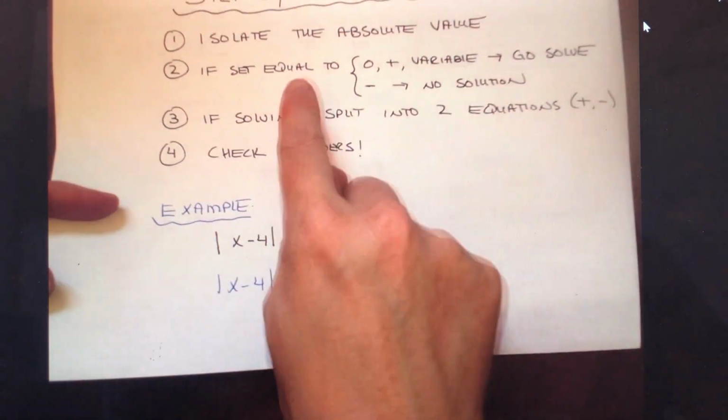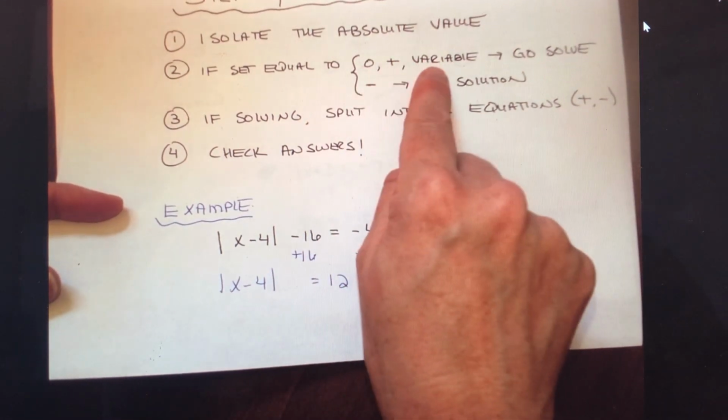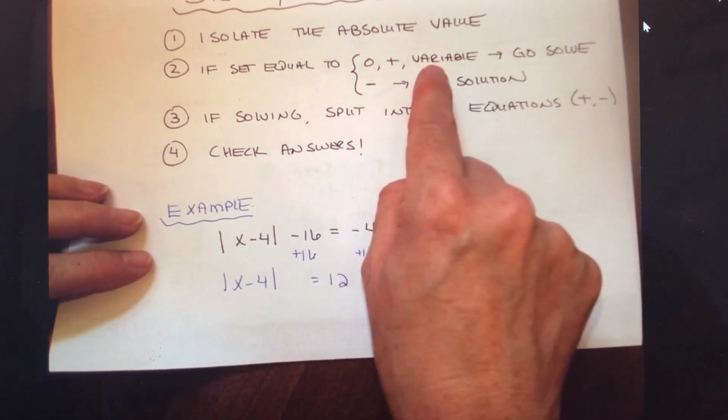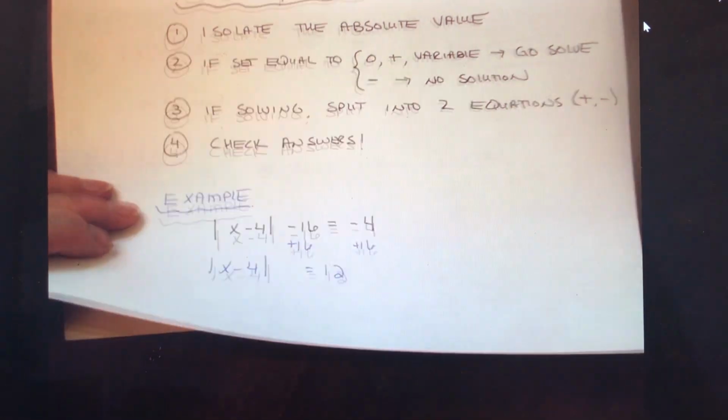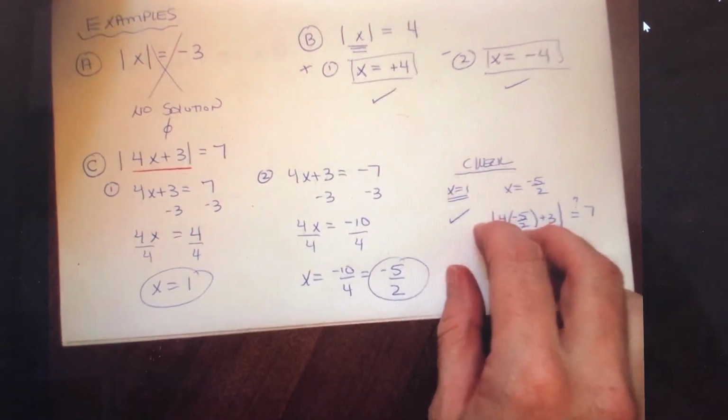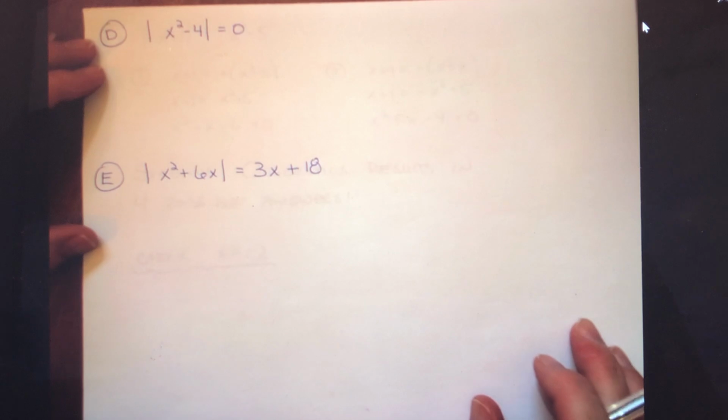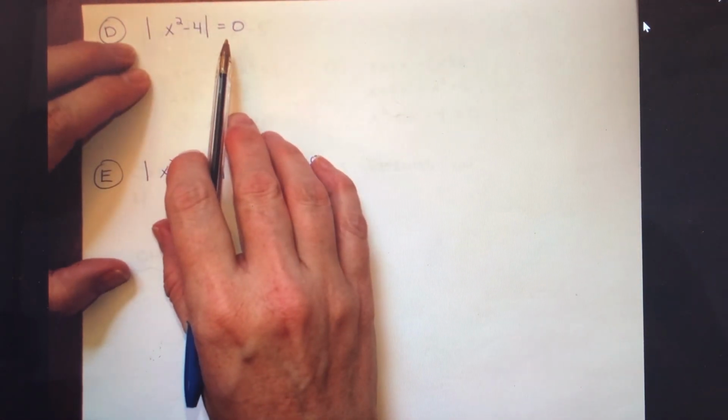So what do we do if our absolute value is set equal to 0, or if it's set equal to a variable expression? Well, most importantly, realize it's in the section that says we are going to work those problems by splitting them into two potentially. So let's look at what happens with the case of 0.